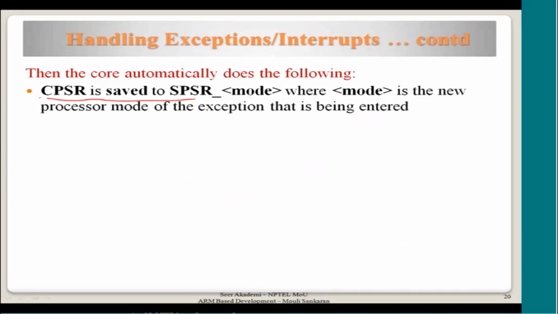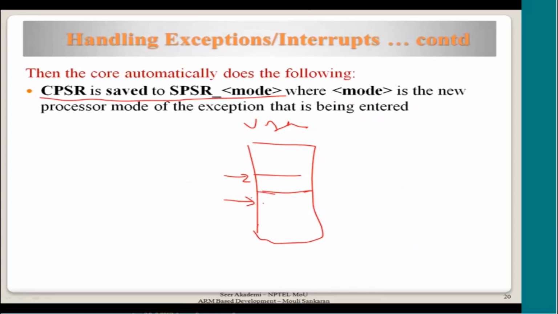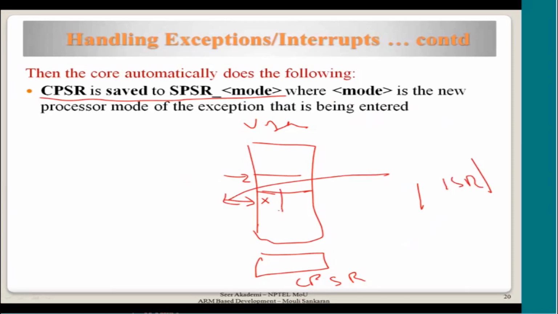What else does the core do? The CPSR is saved to the SPSR of that mode. What do I mean by that? Assume that you are in user mode executing your user code. The IRQ happens. The current instruction execution is done, and the next instruction is to be fetched and executed, but it doesn't execute this instruction. It goes to the IRQ handler. While doing that, it has a CPSR, right? When you come back after the ISR is executed to this location, the next instruction should run as if nothing has happened in between.